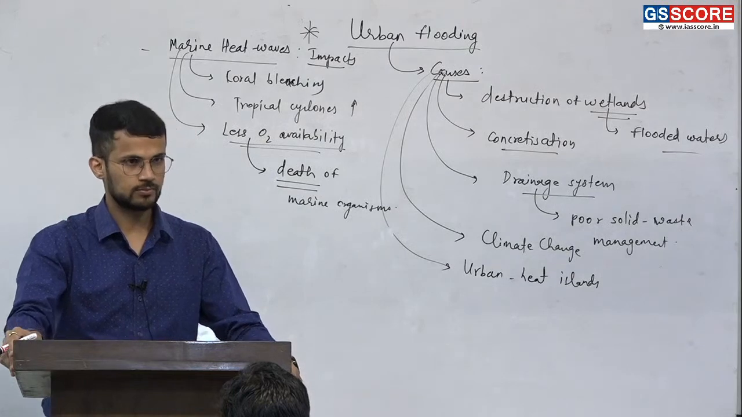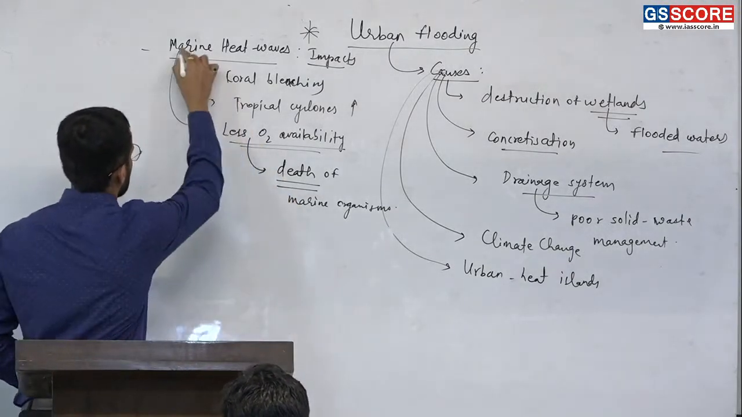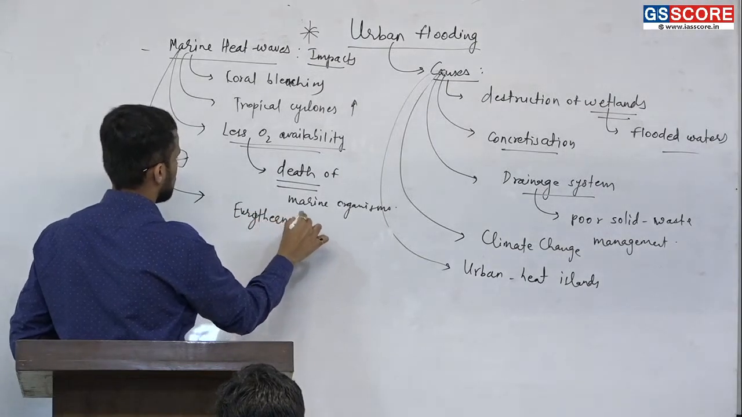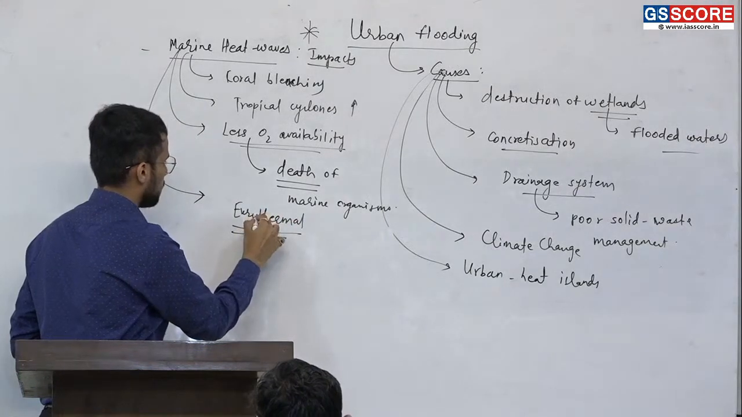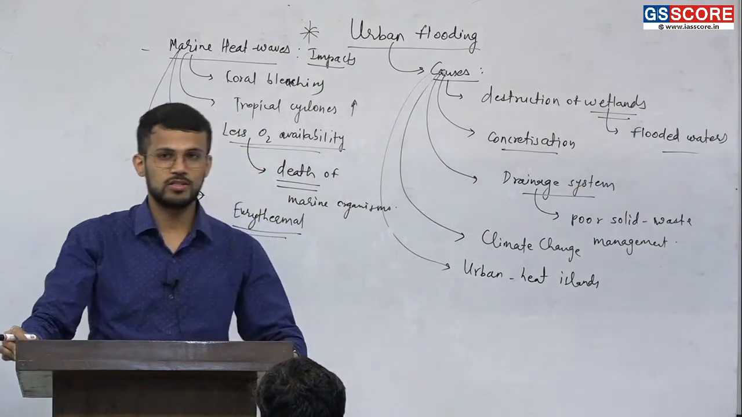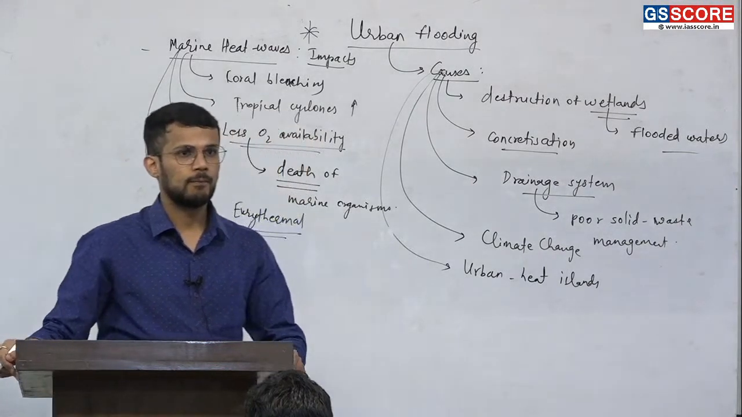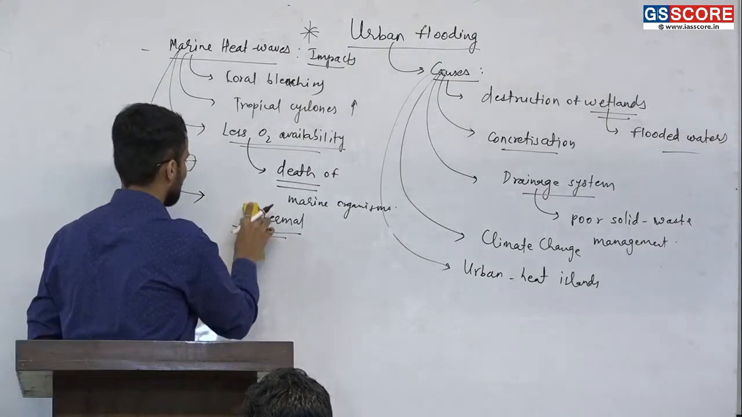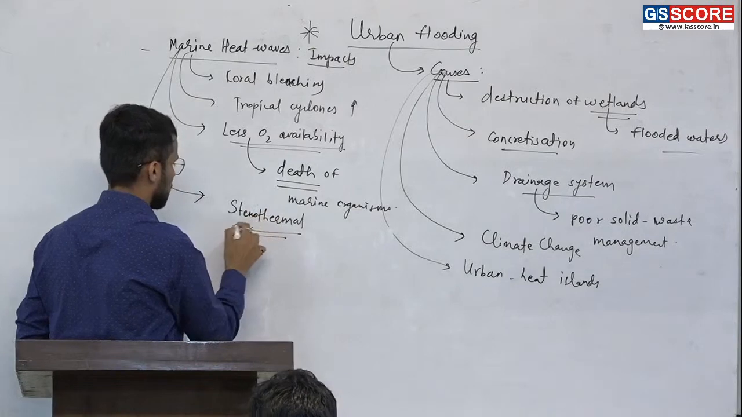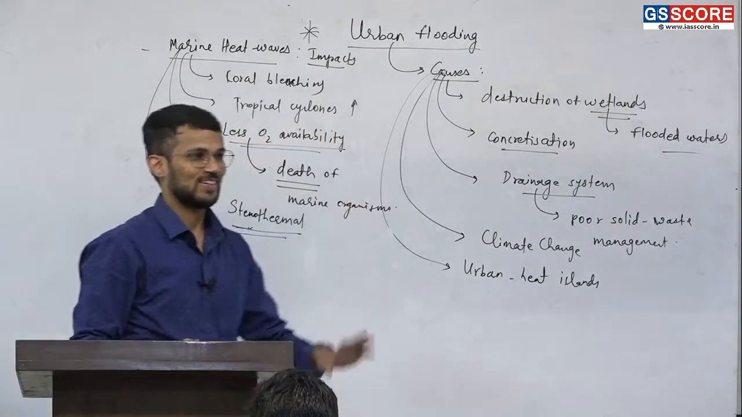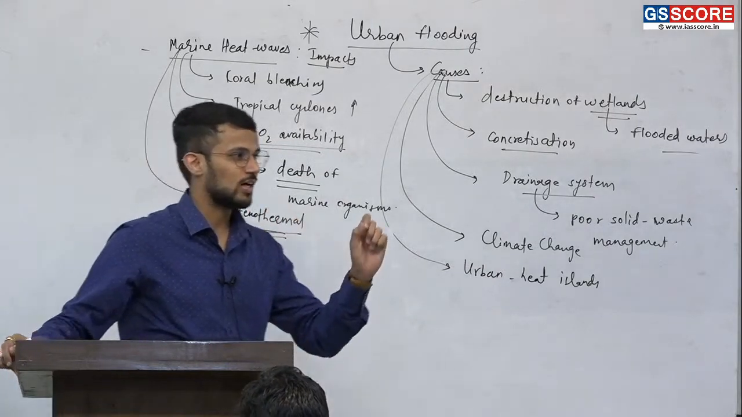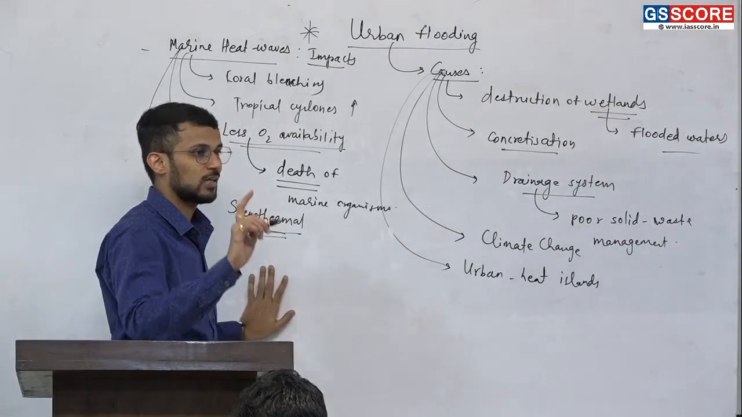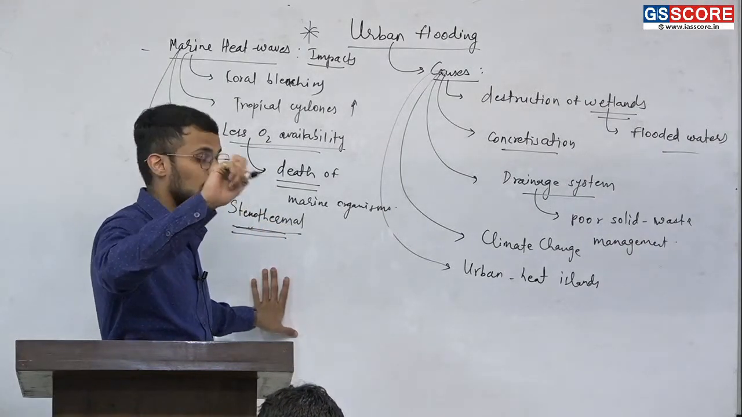Any other impact? Have you heard about stenothermal? Aquatic organisms are stenothermal. What does that mean? Fine, stenothermal. So stenothermal are those animals which cannot tolerate large ranges of temperature. Aquatic organisms are stenothermal. They cannot tolerate large ranges of temperature. Fine.